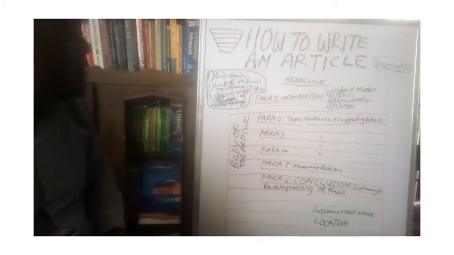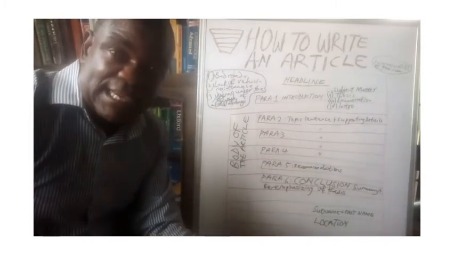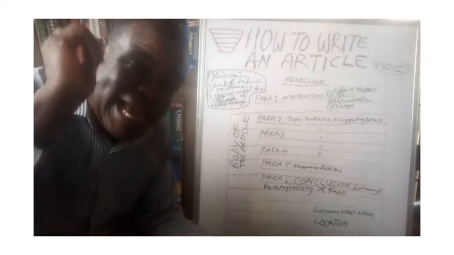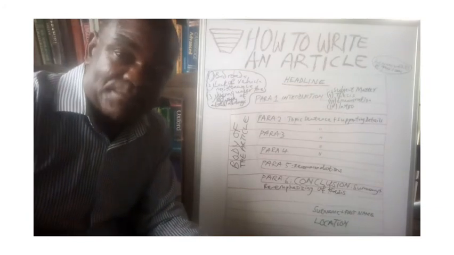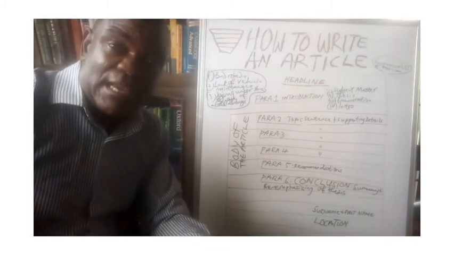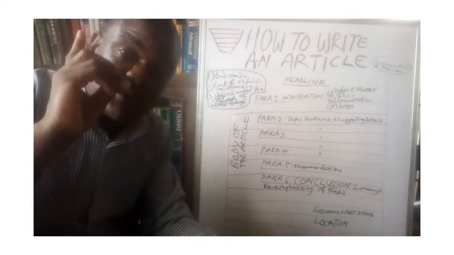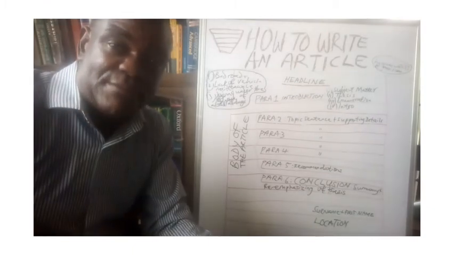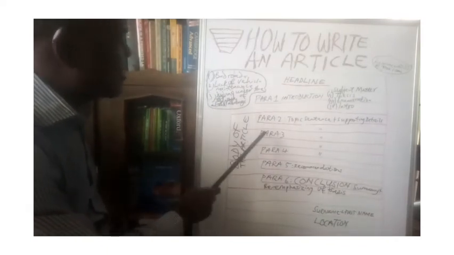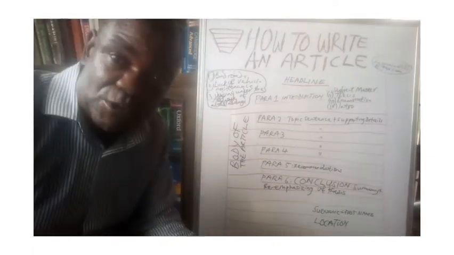Now, the next will be you are now entering the body of the article, which begins with paragraph 2. And we are saying that you should always have a topic sentence in each paragraph. A topic sentence is a sentence that presents the main idea that you are discussing in each paragraph. Because what we call the principle of paragraphing, which is unity of idea, presupposes that a good writer should discuss one main idea in one paragraph.